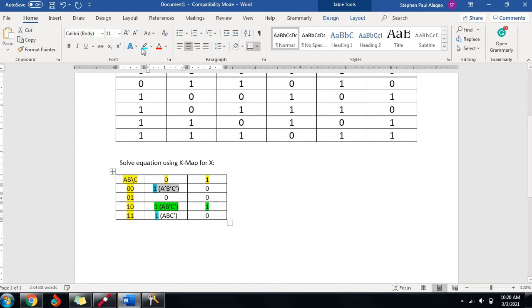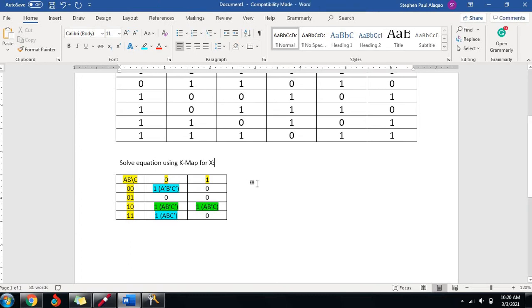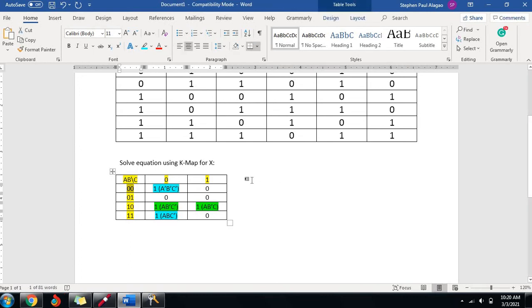We'll just highlight this one. Next, this one: a is 1, so that is a, b is 0, that is b bar, and then c is 1, that is c. Next, we're going to solve for this one.